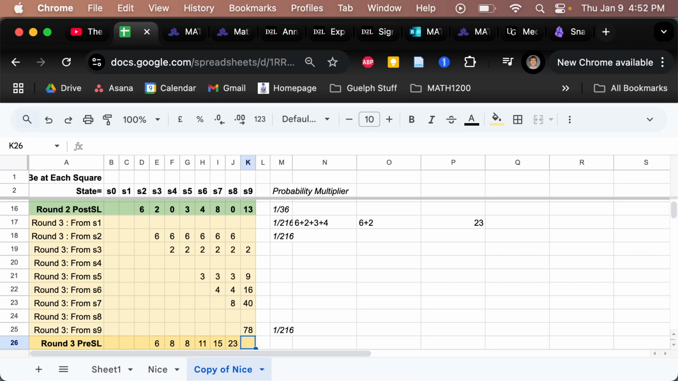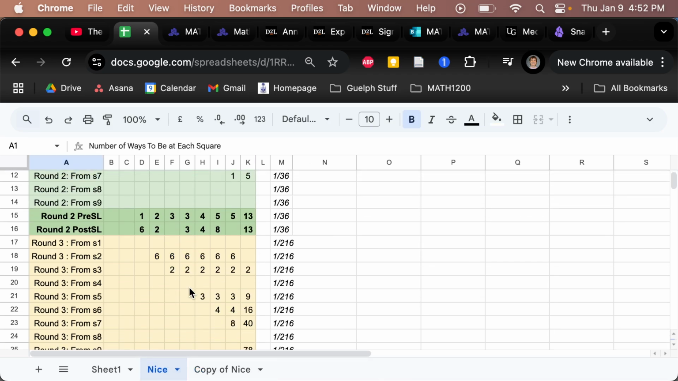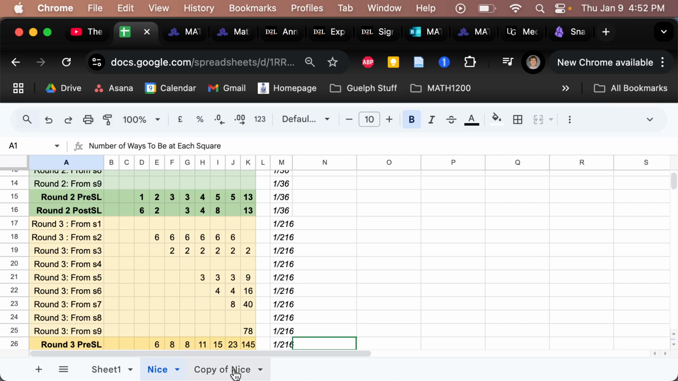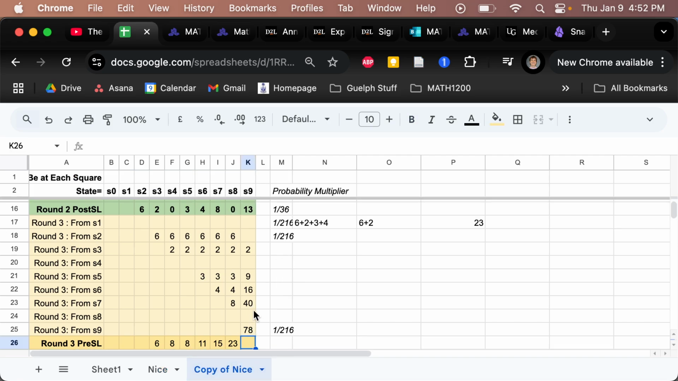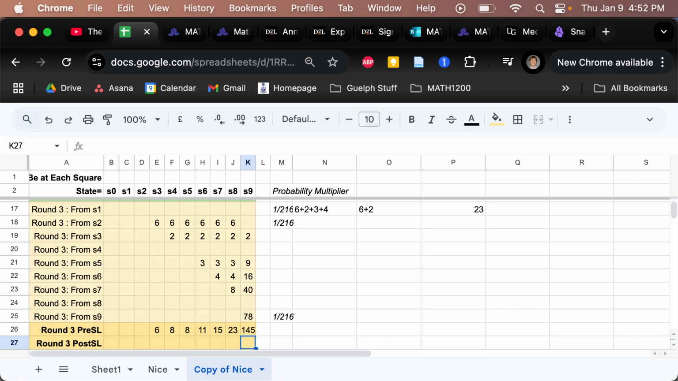And whatever is left over goes here. Okay, I'm going to do a little sneak again and just copy it over from here. Should be 145. 6, 8, 8, 11, 15, 23, 145. Okay, 145. And now we apply the snakes and the ladders.